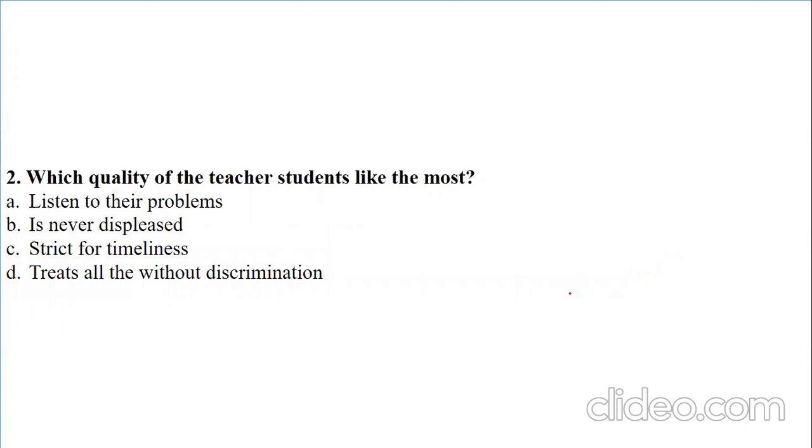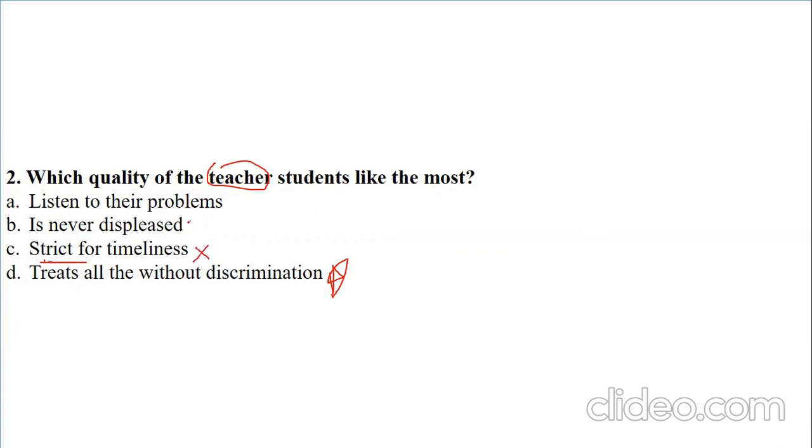The second question: which quality of a teacher do students like the most? Please read the question very carefully. Which quality of the teacher do students like the most? Listen to their problems, is never displeased, strict for timeliness, treats all without discrimination. Now if you go with your reducing option, treats all without discrimination, yes, somewhere this can be possible. Strict, we have seen strictness is important, but sometimes a teacher has to be a little bit lenient in order to make the child comfortable. So this can't be an option.